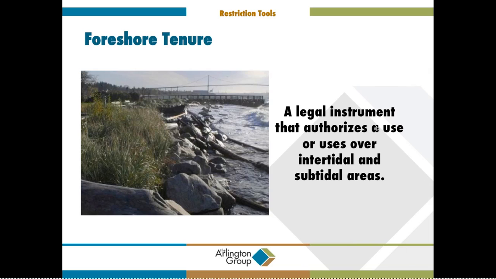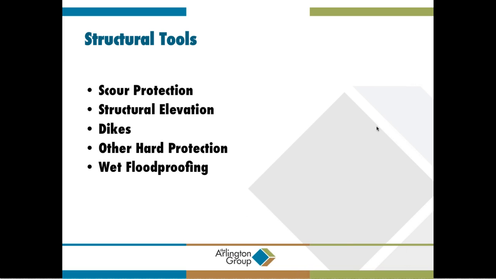Foreshore tenure is a legal instrument that authorizes the use or uses over intertidal and subtidal areas. The advantage here is to take the foreshore land between the high water mark and lands farther out and use that to dissipate the energy of incoming waves, and it has been used quite successfully in a number of jurisdictions. West Vancouver and the Lower Mainland is one good example. It also has some environmental benefits.